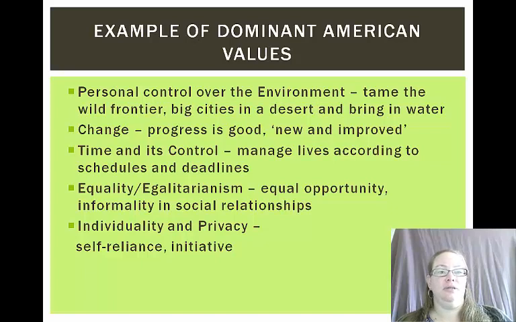Okay, so as we look at some U.S. American dominant values, the first one is personal control over the environment. We see this in places like the desert, like Las Vegas, Southern California, where we bring in water or form dams to have big cities have their water supply. So instead of going to where the water supply is and building our cities there, we build our cities somewhere we want to, and then we bring in the resources that we need.